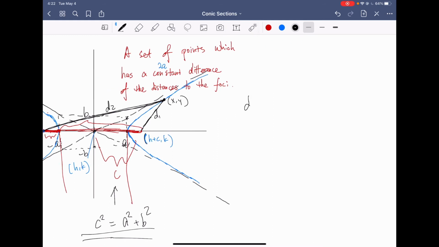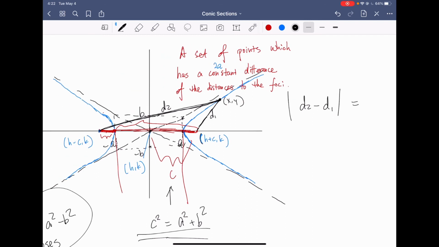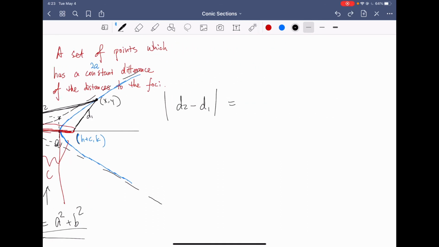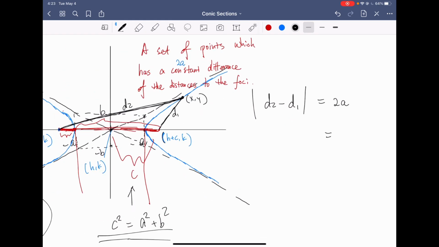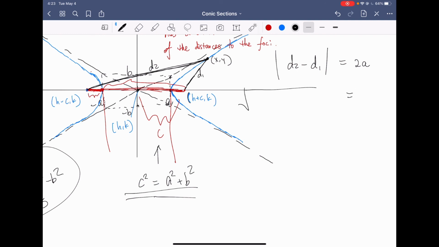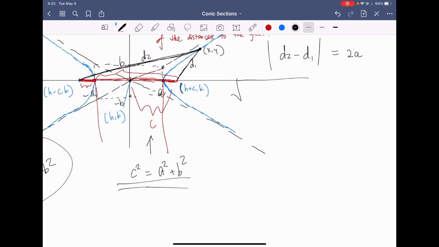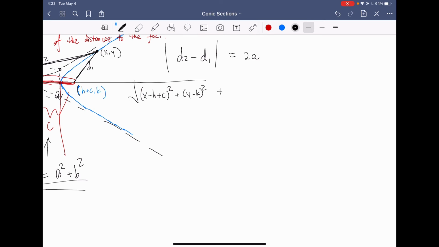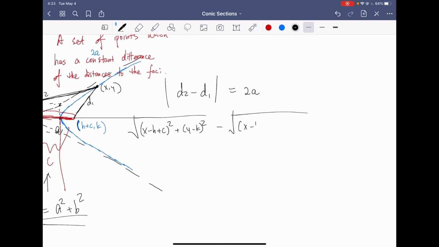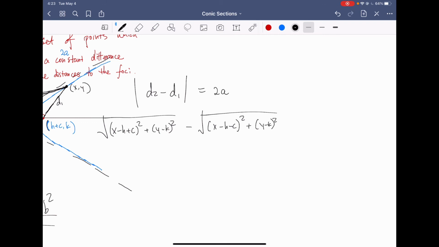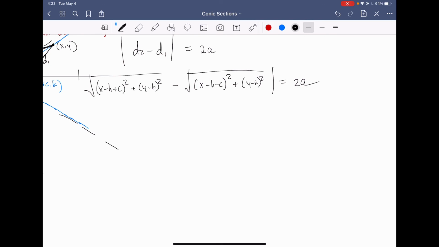So what we have is d2 minus d1. Remember the absolute value because there are two pieces to each hyperbola. d2 minus d1 is equal to 2a. d2 is equal to the square root of, let's give us some space over here, square root of (x minus h plus c) squared plus (y minus k) squared, and minus d1, which would be the square root of (x minus h minus c) squared plus (y minus k) squared, which is equal to 2a. And don't forget our absolute value over here.